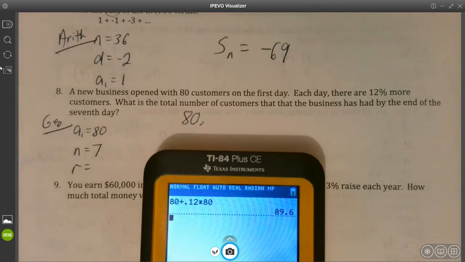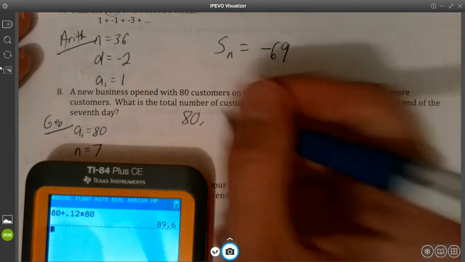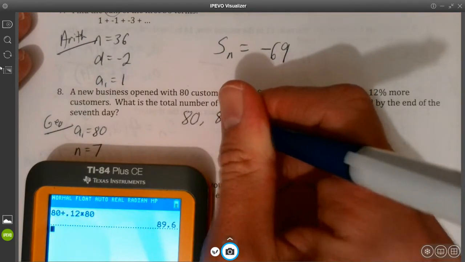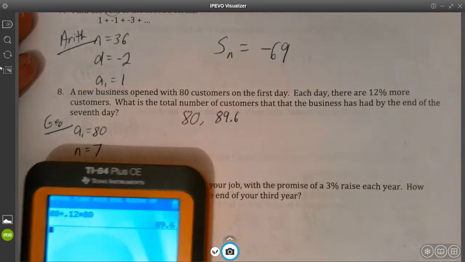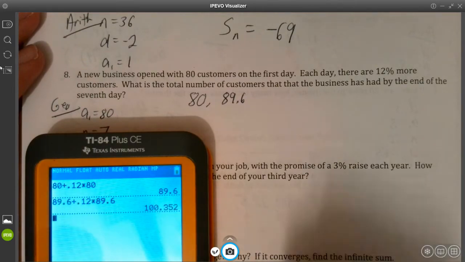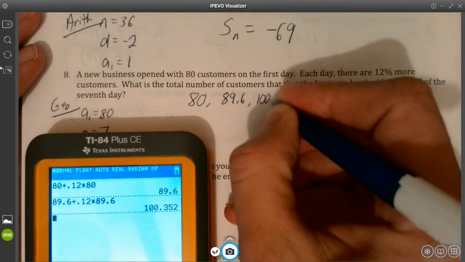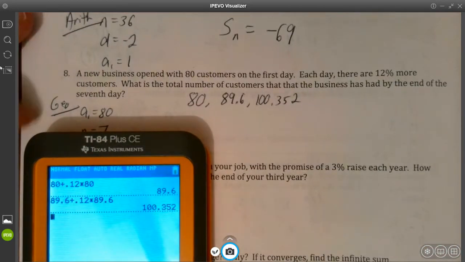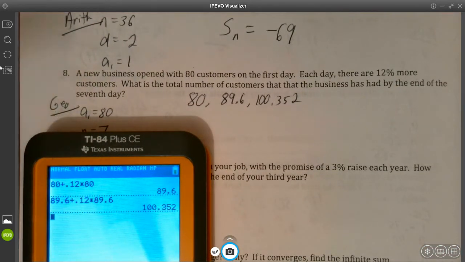Now, for accuracy, I will use decimals, but you cannot have 0.6 of a customer. How many customers do we have today? 89.6. So the next one is 89.6 plus 12% of 89.6. And so the next day they had 100.352 customers. Of course, we are not rounding. And in the real world, with number of customers, we would not have decimals, but we're going to go with it for the sake of the pattern.